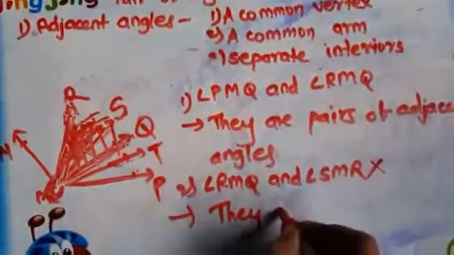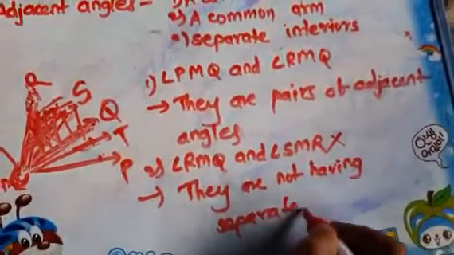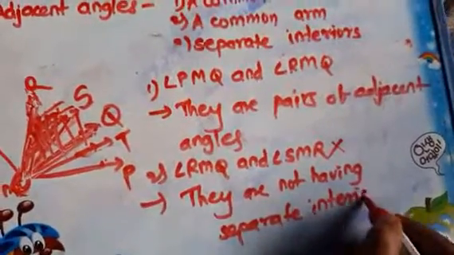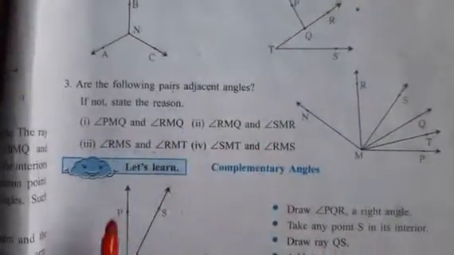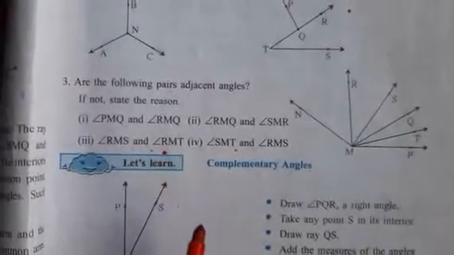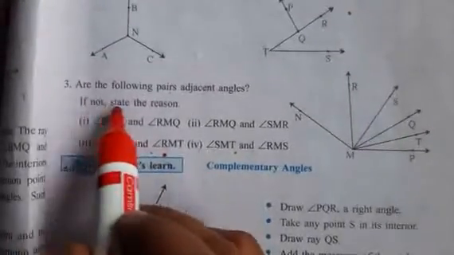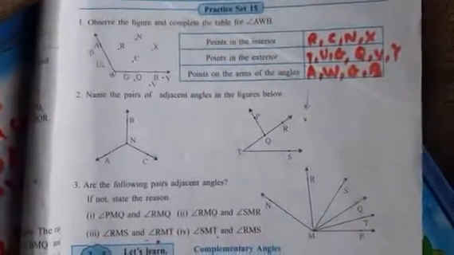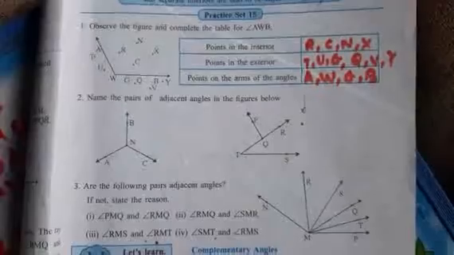They are not having separate interiors. Like this, you have to solve the remaining two questions. The next two pairs you have to solve, and out of these two pairs, if they are not adjacent angles, you also have to write the reason for that. You have to state the reason for that. So in this way we have completed practice set 15. Copy down the solved examples and the examples given for homework in your notebook.